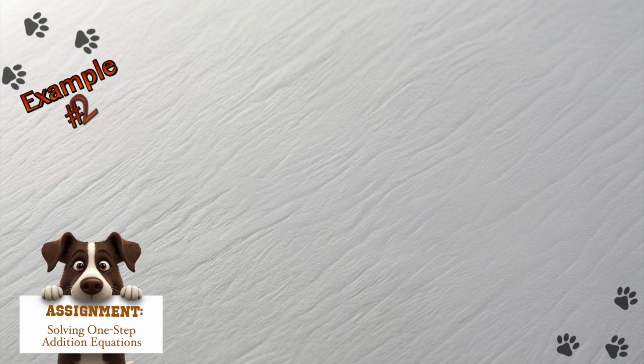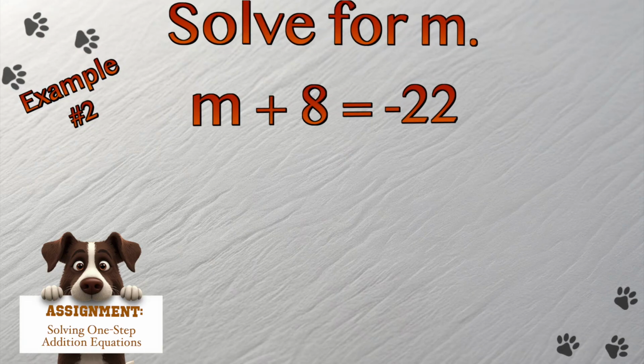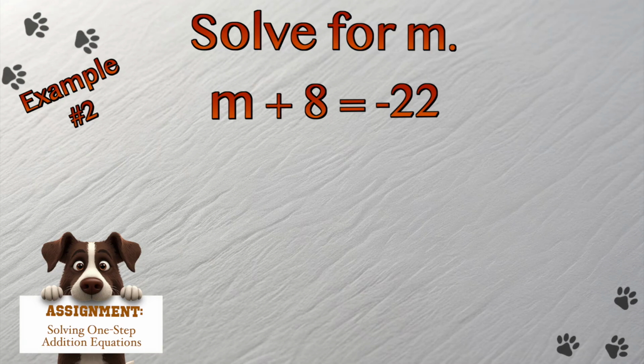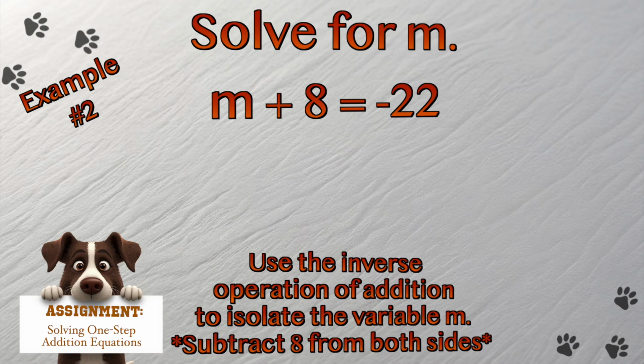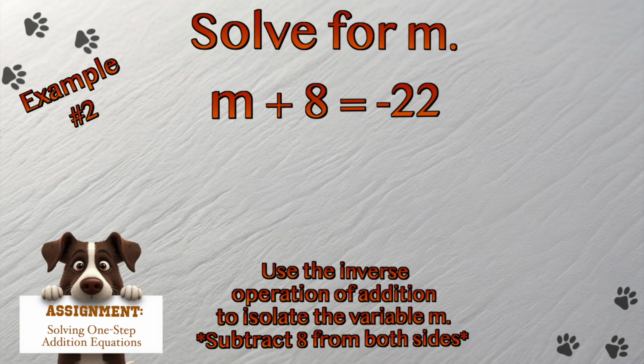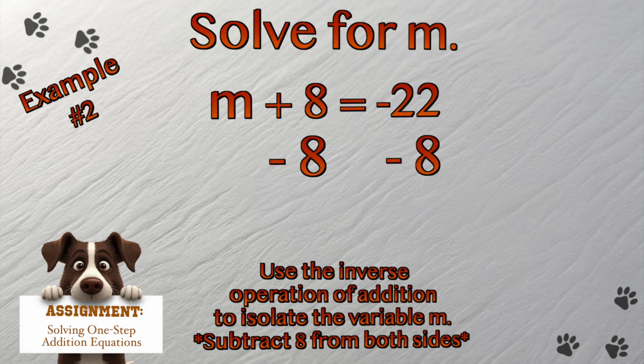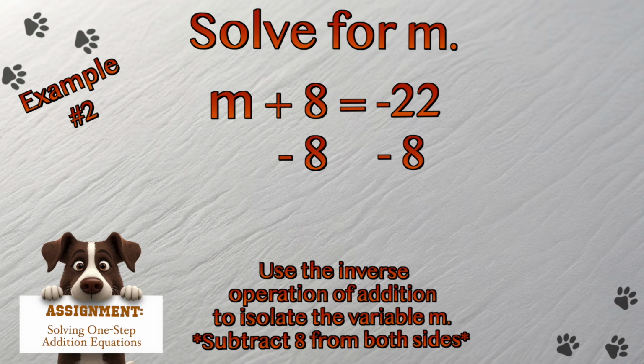Now on to example 2. Notice this time we are asked to solve for a different variable m. Don't worry, we will pretty much solve this problem the way we solved problem 1. The main difference is we will have to subtract negative values. Our first step is to subtract 8 from both sides of the equation in order to get m by itself.